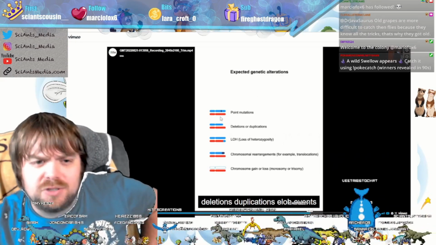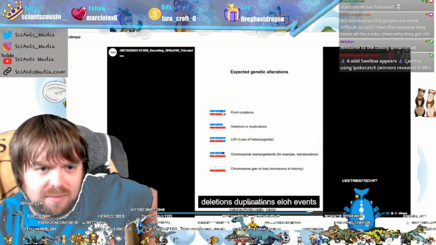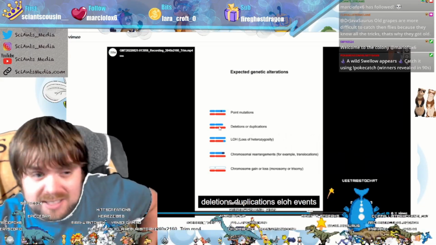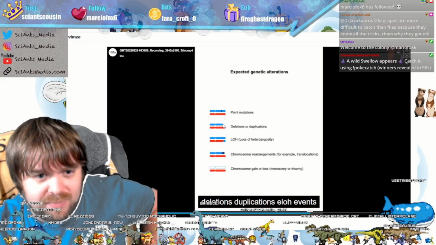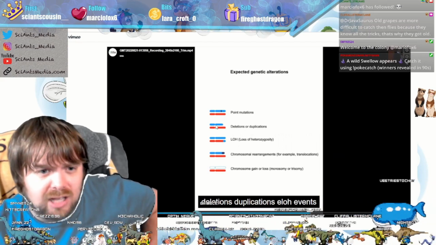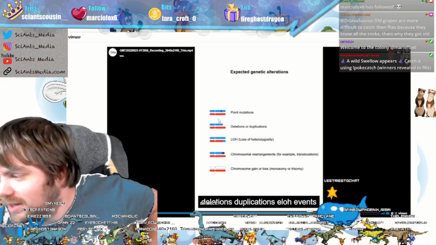So he's just going through now what all you might see on the sequencing. So here's the two copies, one blue chromosome, one red. There could be a mutation on one of the chromosomes. There could be losses of chromosomes, like an entire part of the arm, or a duplication, meaning a doublet. So like one region could be two times the amount that it should be.